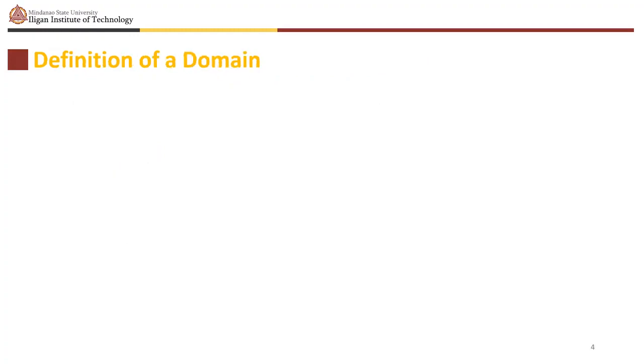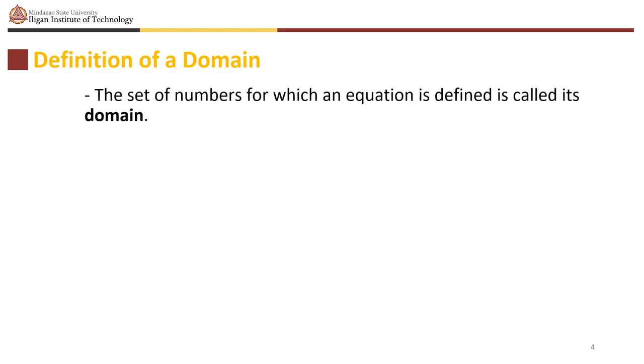The domain is the set of numbers for which an equation is defined. The set of numbers for which the equation is true is called its solution set, denoted by SS. The elements of the solution set are called solutions or roots of the equation. These numbers are said to satisfy the equation.